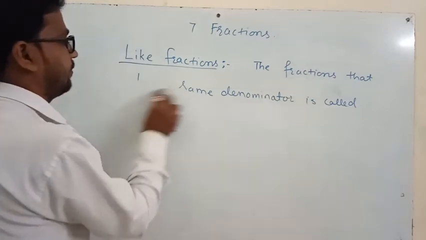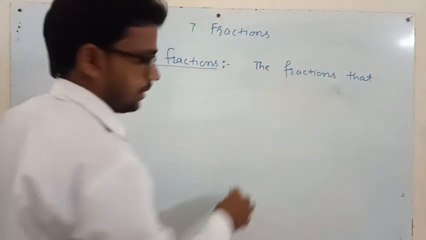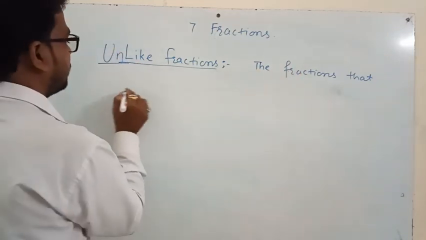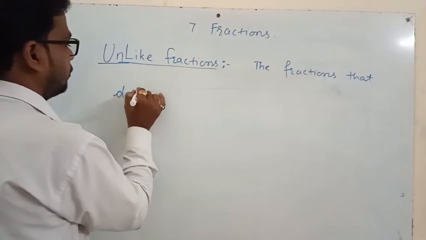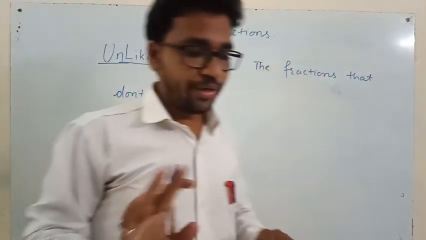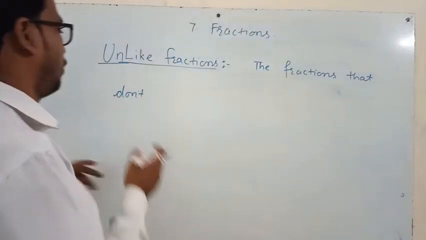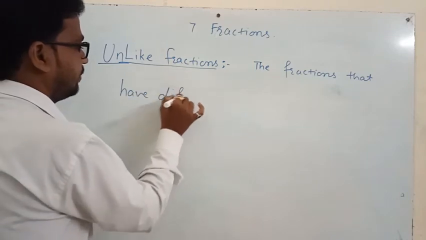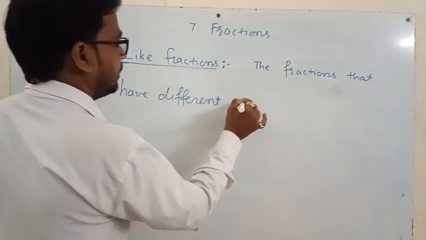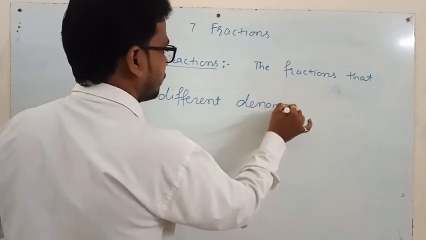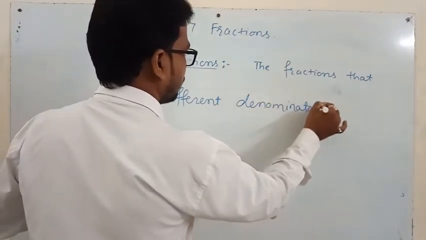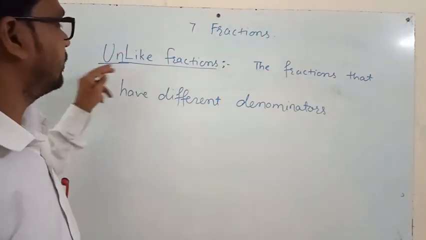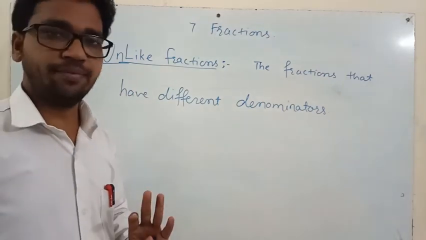Now unlike fractions. In unlike fractions, the fractions that have different denominators. In like fractions there are the same denominators, and in unlike fractions they have different denominators.